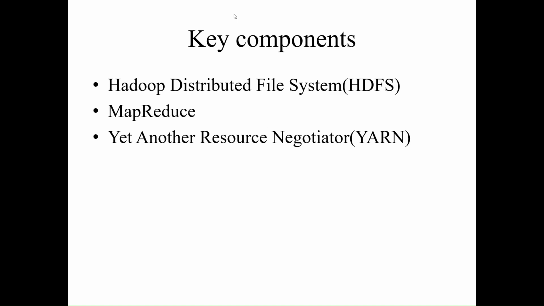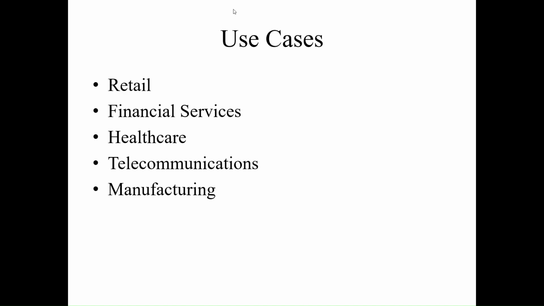Next we have Yarn. Yarn is also known as Yet Another Resource Negotiator. It's a framework for job scheduling and cluster resource management. The fundamental idea of Yarn is to split the functionalities of resource management and job scheduling or monitoring into daemons. The idea is to have a global resource manager and a per-application master. Now let us move on to the next topic.